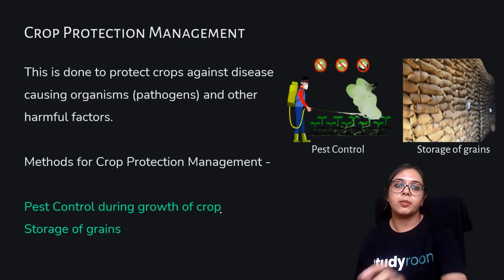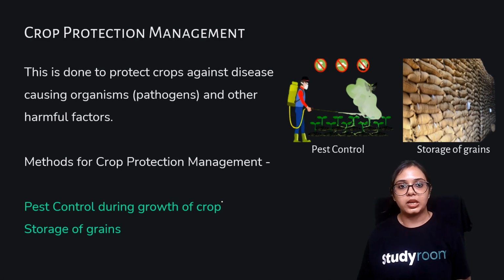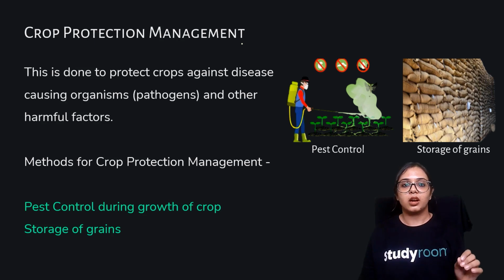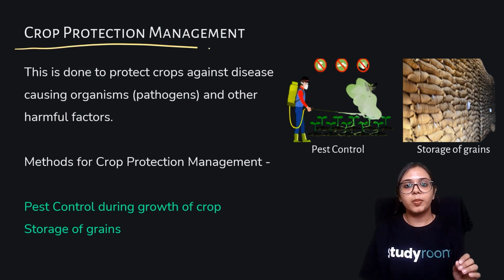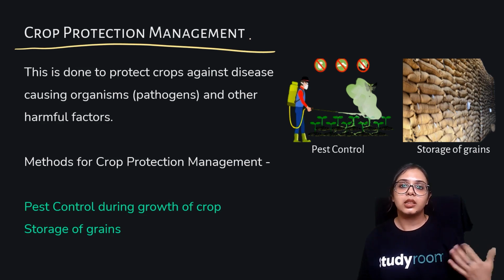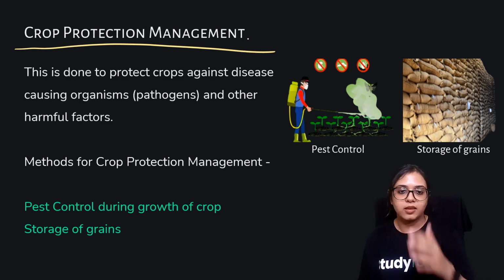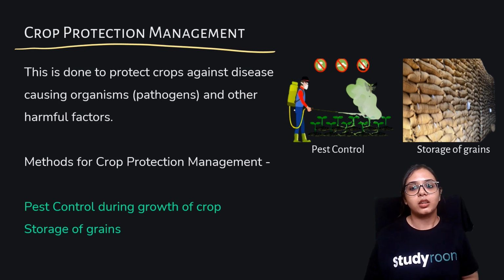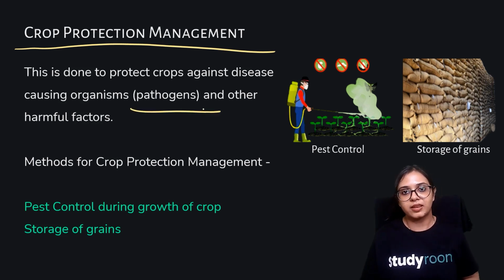And now we finally come to crop protection management. In the third part, you will learn how you increase the improvement in the crop yields. So this is done so that the crops can be protected against pathogens, against those pests and viruses and other animals. And also you have to keep in mind the storage of grains.